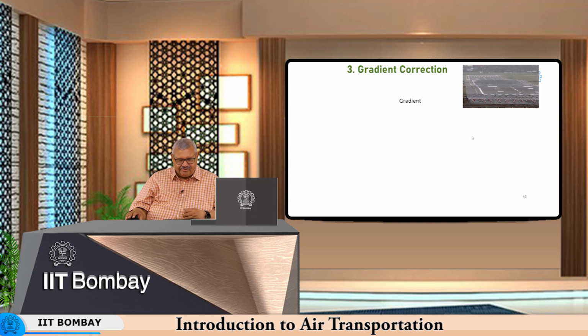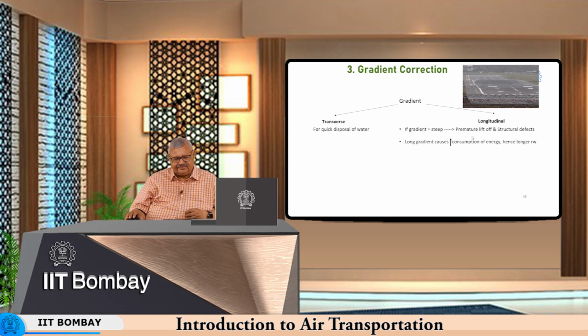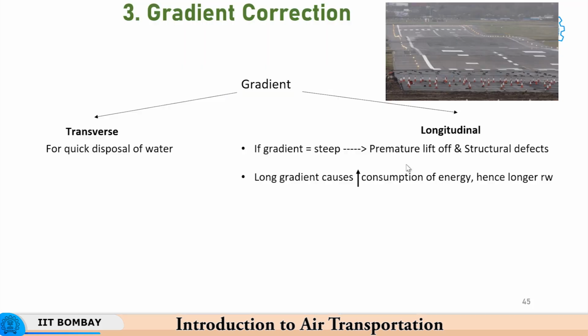So, we have to understand first what is meant by this gradient. It could be transverse gradient for quick removal of water, or it could be longitudinal gradient for better performance. But if the gradient is too steep, then you have a premature lift off and structural defects. Okay. Lower gradient will cause higher consumption of energy, hence longer runway. So, you got to choose between the two options.